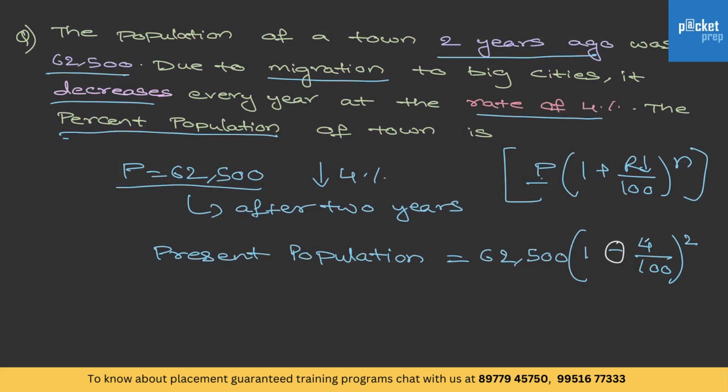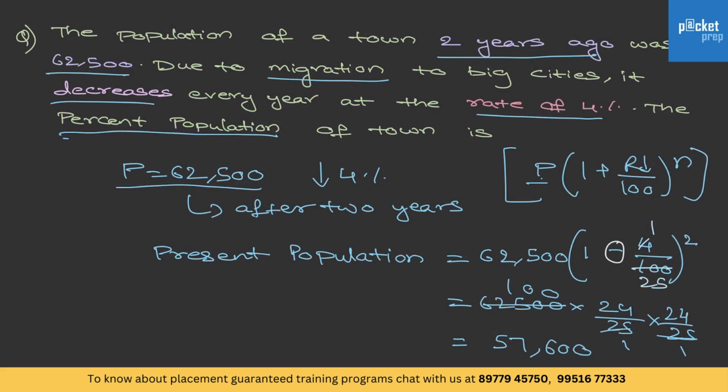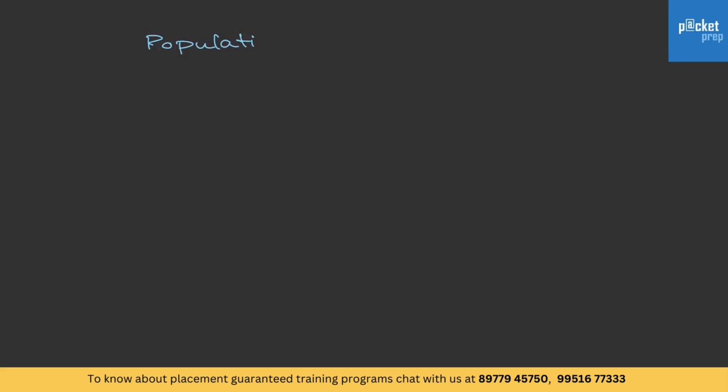On solving this, 4 ones are 4, 25s are 1, which is equal to 62,500 into 24 by 25 whole square, which can be written as 24 by 25 into 24 by 25. This gives us 57,600.